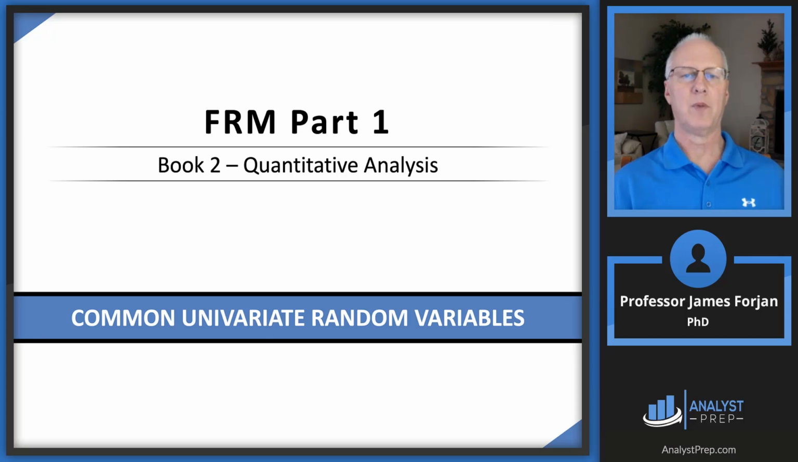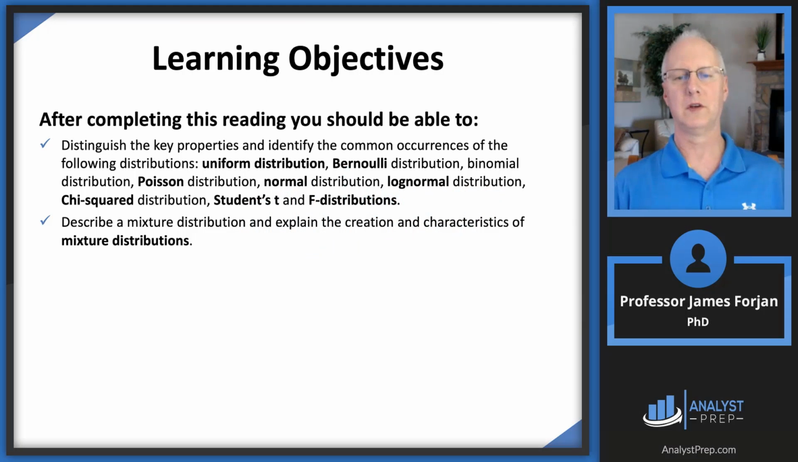This is FRM Part 1, Book 2, Quantitative Analysis, and the chapter on Common Univariate Random Variables. For me personally, this could have been called everything that I learned back in mathematical economics and my econometrics classes during my PhD program. Let's go see what it means for you by looking at these learning objectives.